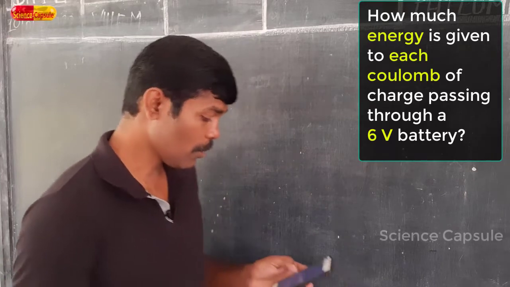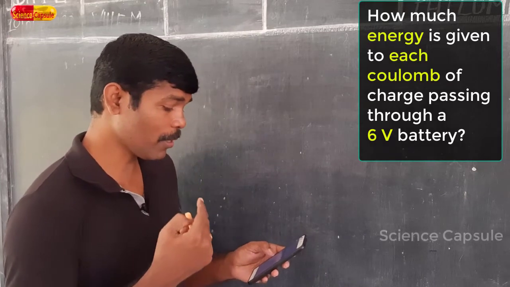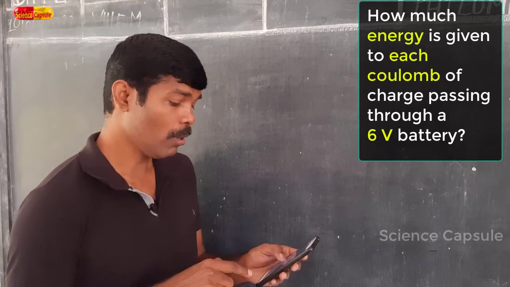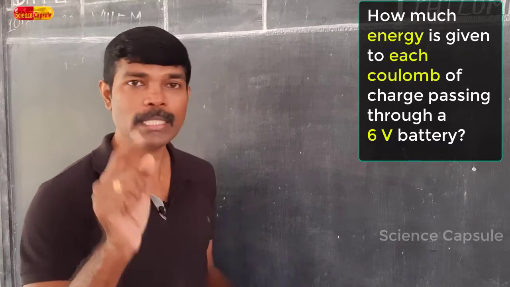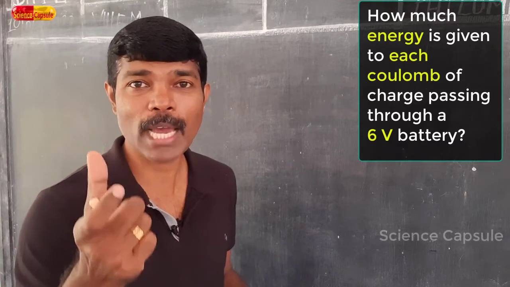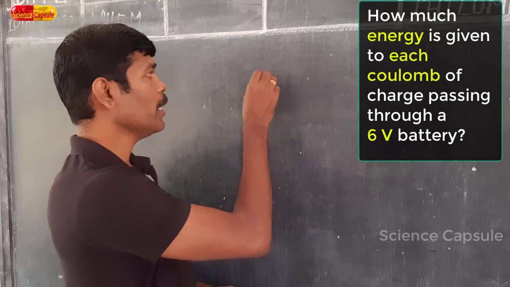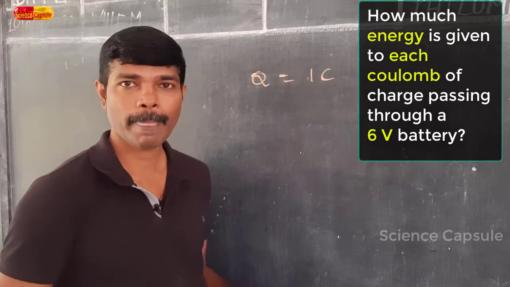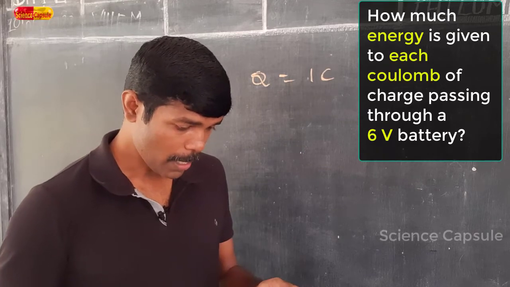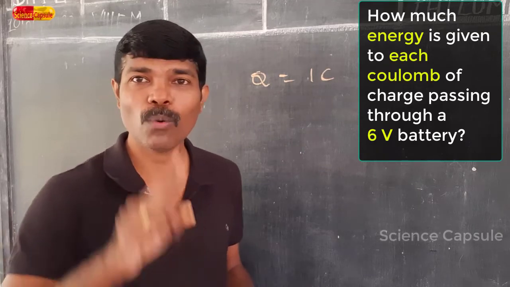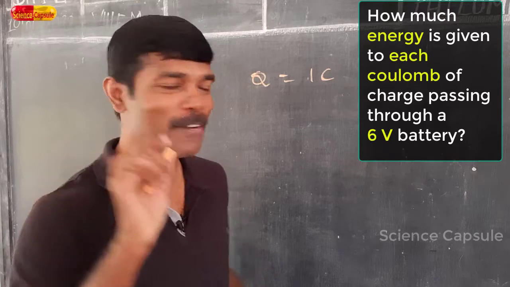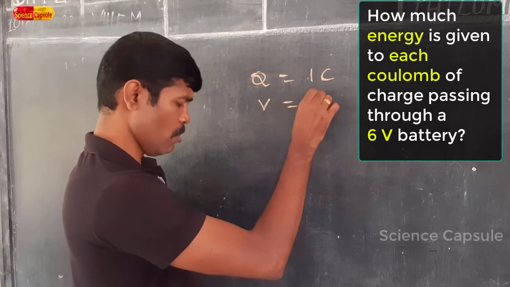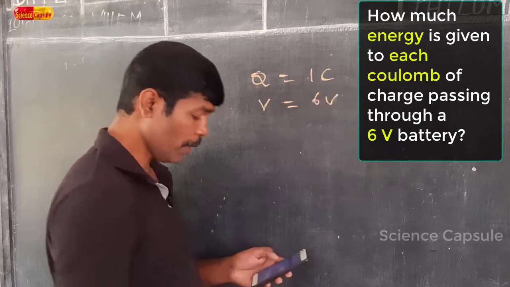Alright? Okay. So see here, according to the question, what are all the quantities given? How much energy is given to each coulomb of charge? Coulomb is the SI unit of charge. So each means 1. So here charge is equal to 1 coulomb, right? Then passing through a 6 volt battery. Here volt is the SI unit of potential difference. So here we have potential difference V, that is V is equal to how much? 6 volt.